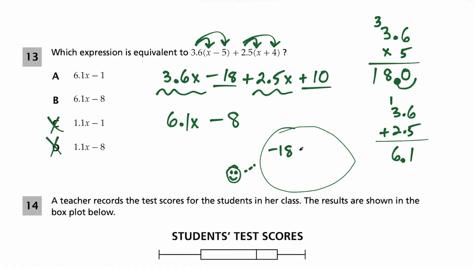So it's negative 18 versus 10. And I think, all right, who would win this battle? Well, this is the bigger number. If the negative wasn't there, it would win by 8. So that's why it works out to negative 8. Okay, so however you get to the answer, great.